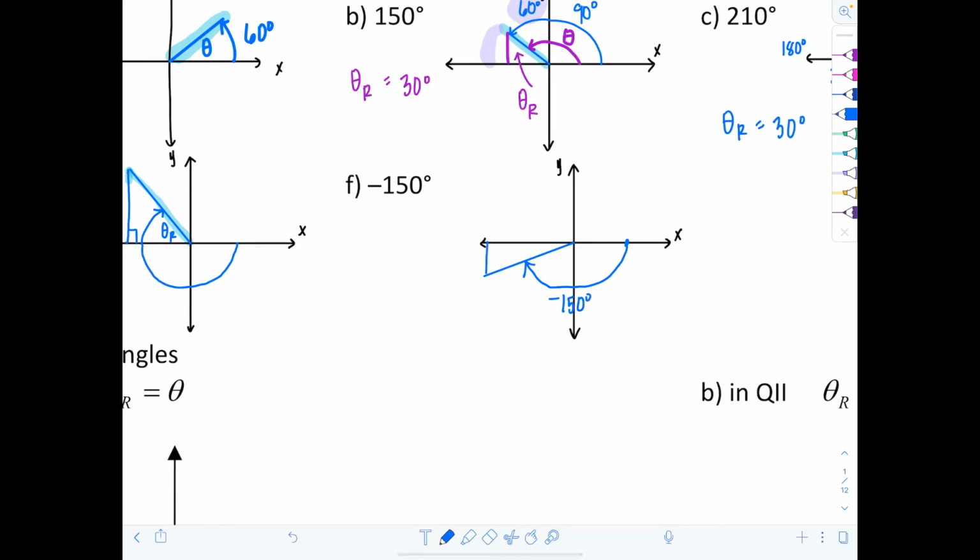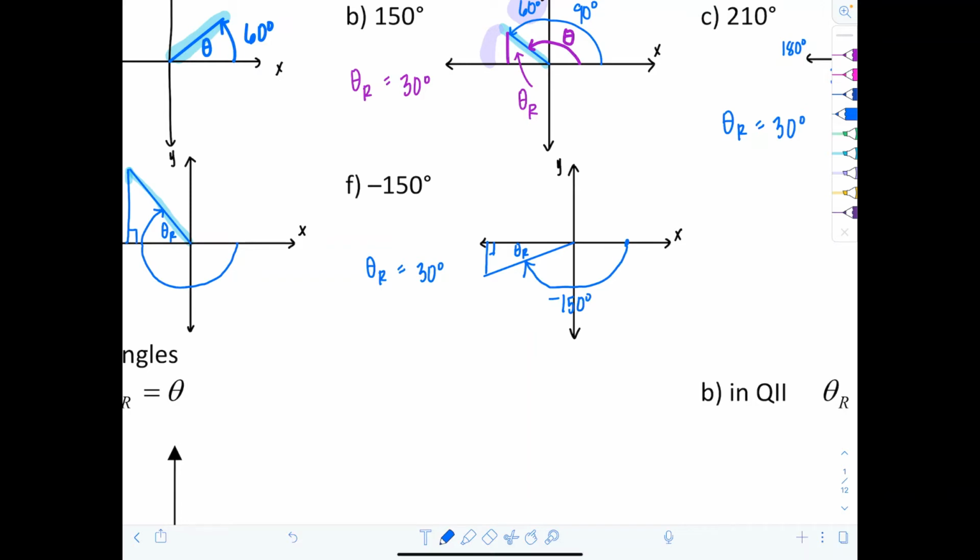Well, how much am I missing so that I would have had to go the full rotation? Because that's my reference angle right there. Had I gone all the way to the negative x-axis, that would have been negative 180. So that reference angle is equal to 30 degrees.